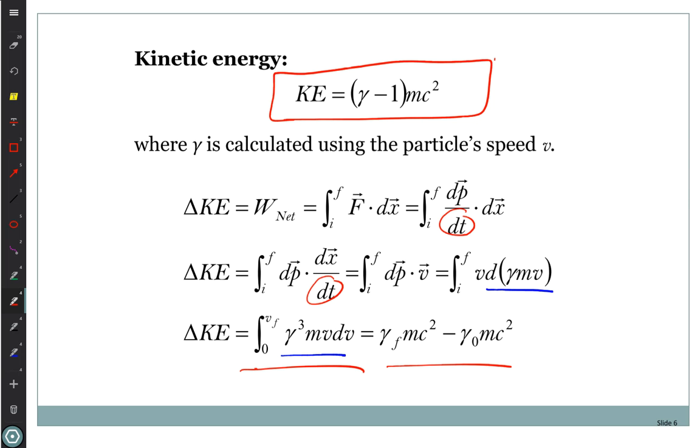What should the kinetic energy be if something is stationary? 0. So how much would I have to add to gamma mc squared to get kinetic energy 0 if the velocity is 0? What is gamma if velocity is 0? 1. And so I'd have 1 times mc squared. What do I have to add to get to 0? Negative mc squared. And so that's why we have that form. So kinetic energy is 0 if something's stationary.